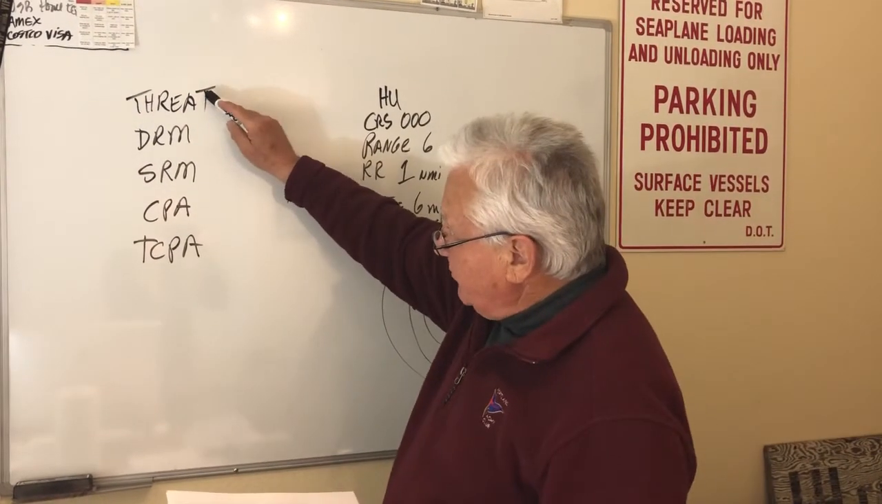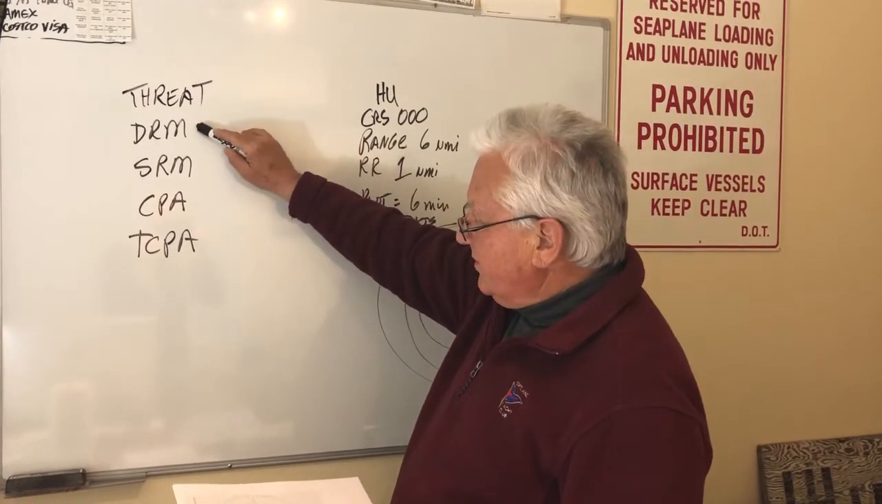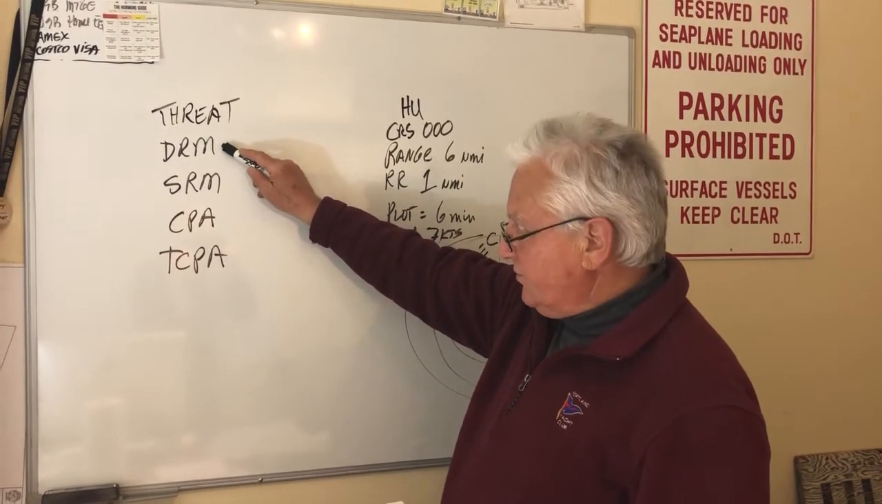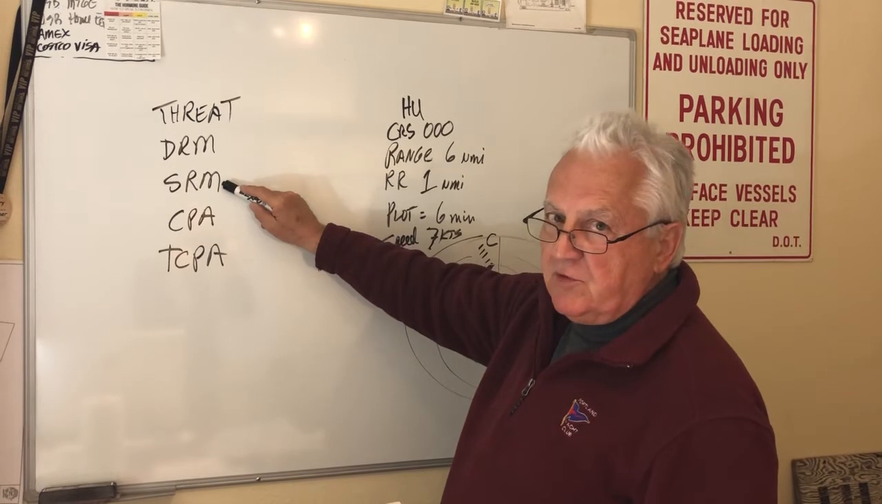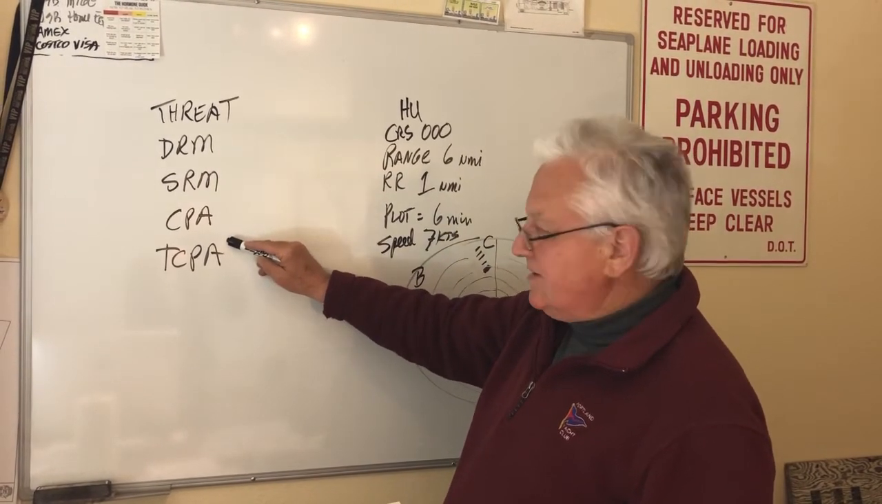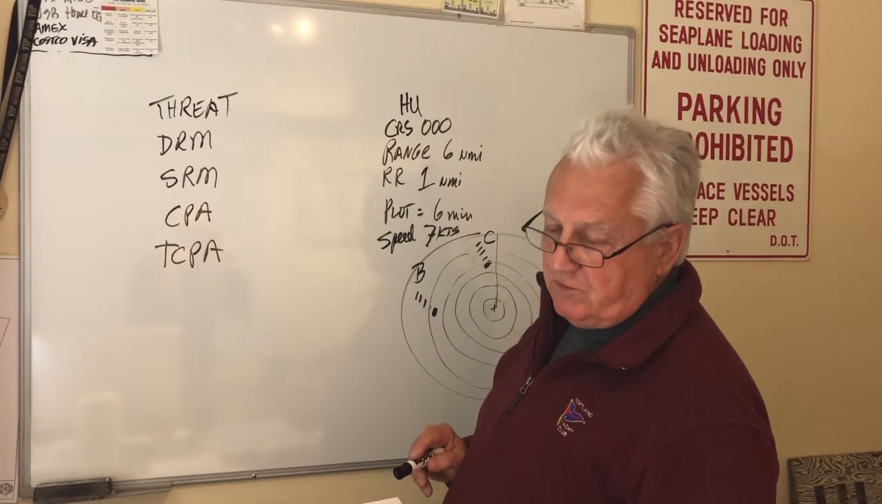So up here we want to determine a threat. The next thing we want to do is figure out the direction of relative motion of each of the targets, the speed of relative motion of each of the targets, the closest point of approach, and the time at which the closest point of approach will occur.